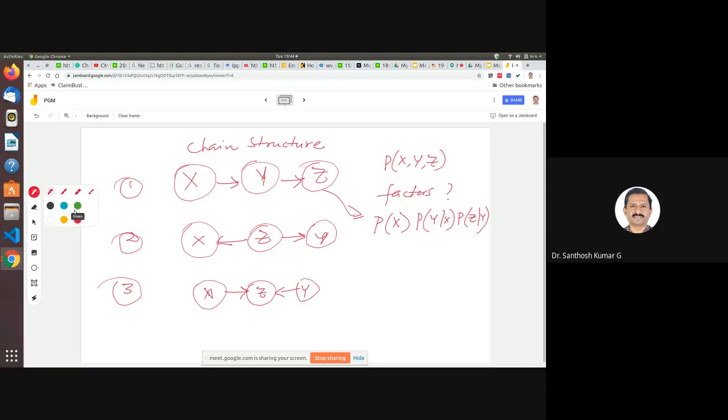Who is going to tell me this one? It's probability of z into probability of x given z into probability of y given z. No, this one. Probability of z, x given z, right? Z is the parent. Okay. And y given z. Okay, we'll check it. What about this fellow?